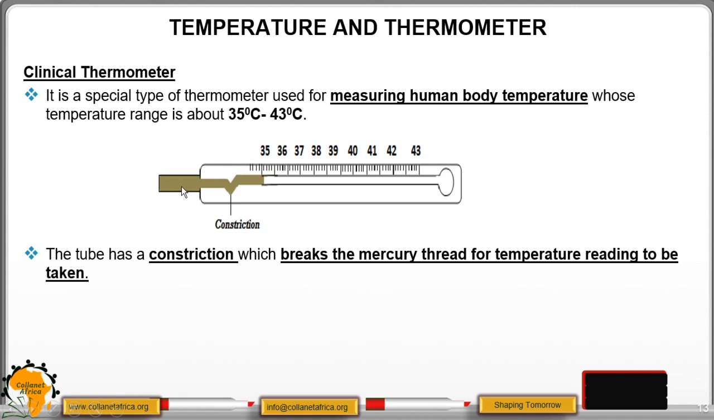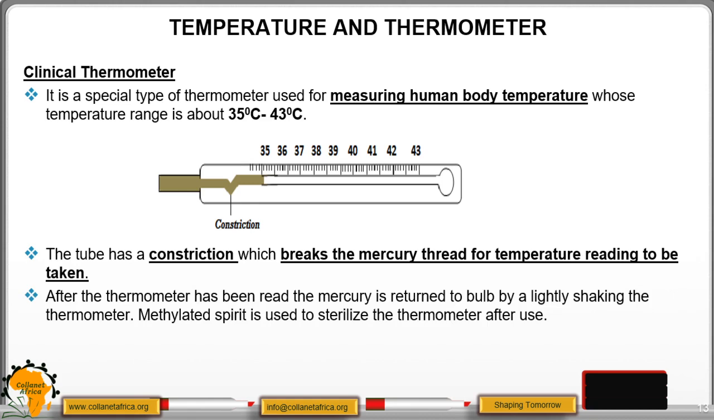So when this bulb is in contact with the body of a human being, the thermometric liquid will expand and it will rise through our capillary bore. So this one prevents that mercury or that liquid from turning back to the bulb. So you can get the reading even when you remove your thermometer from the contact of the human body. So the constriction will break the mercury thread for the temperature reading to be taken. After the thermometer has been read, the mercury is returned to the bulb by lightly shaking the thermometer.